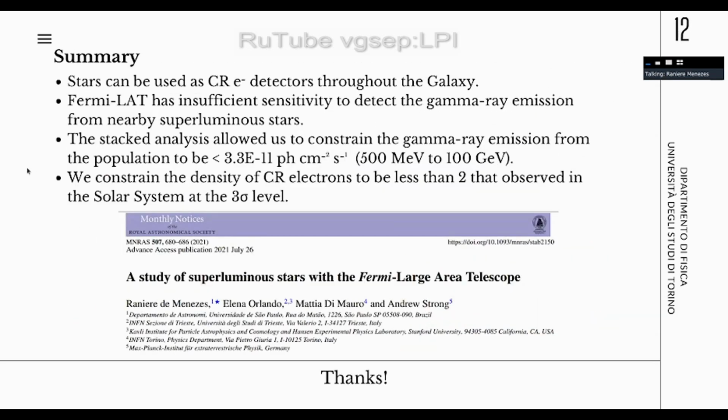And that's it. This is the summary of this work. We can use stars to investigate the density of cosmic ray electrons at every point of the galaxy where we have a star sufficiently bright in gamma rays. The Fermi-LAT has insufficient sensitivity to detect these stars, even if they are super luminous and nearby. We could not find a significant gamma ray signal in the stacked analysis, but we could put an upper limit, which already gives us some useful information. We constrained the cosmic ray electron density to be less than twice that observed in the solar system at the 3 sigma level.